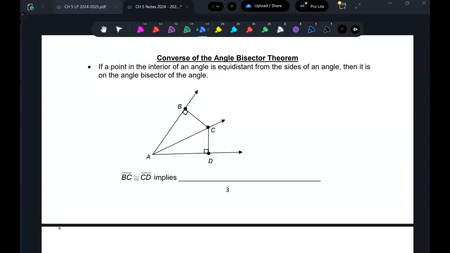The converse says if these two are congruent to each other, then angle ABC has to be congruent to angle CAD. So just the opposite. If they're equidistant, then this has to be an angle bisector.